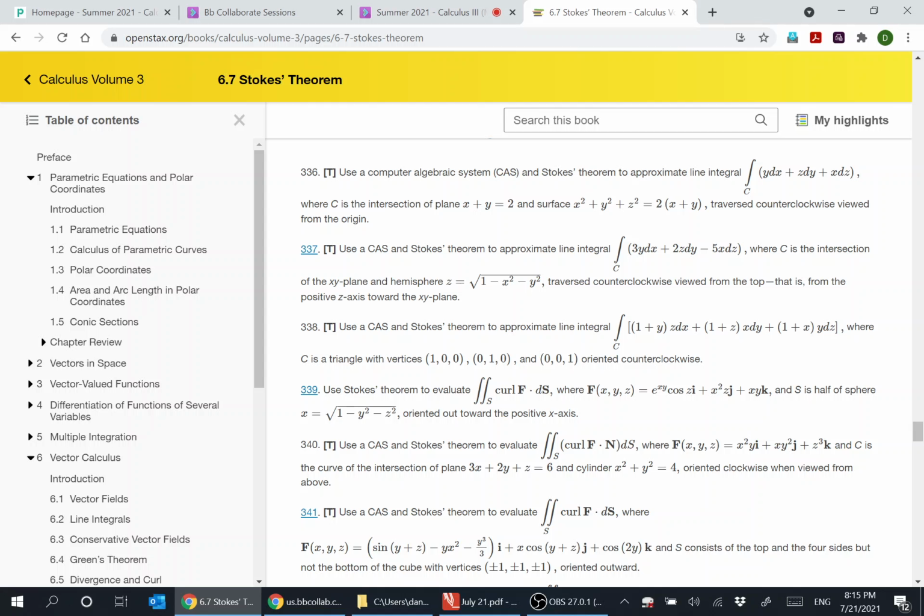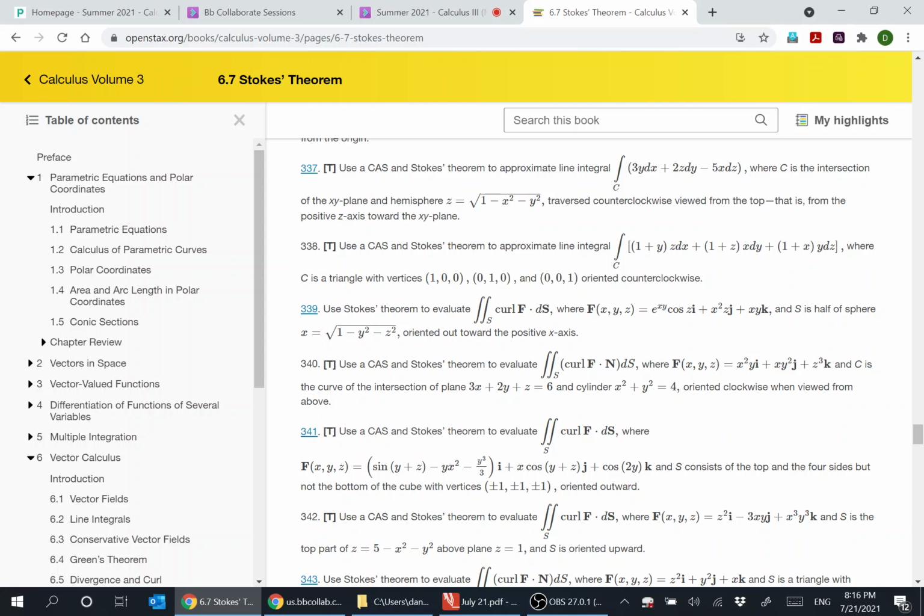Use Stokes' theorem to evaluate the integral of curl f dot dS, where f is that, and S is the half sphere. So x is equal to the square root of 1 minus y squared minus z squared, oriented towards the positive x, not the right half, but the front half, excuse me. The front half of the sphere oriented outwards, in the positive direction of the x-axis, toward us in the usual way we look at the x, y, and z axes.